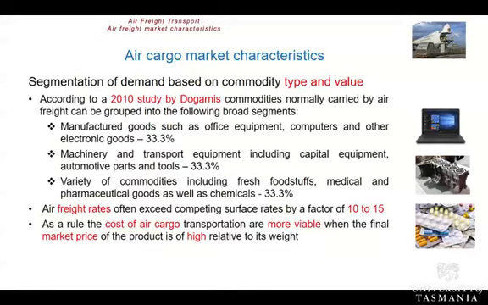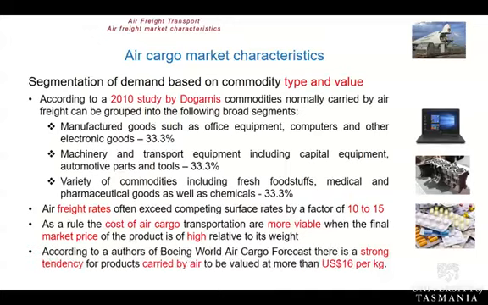And the rule of thumb in that regard is that the cost of using air cargo is more viable when the final market price of the goods is high relative to weight. So if you use that as a rule of thumb, that would give you a strong sense of what goods are moved by air cargo and what goods are moved by surface transport. It's not the only reason, but it's a strong, compelling reason.